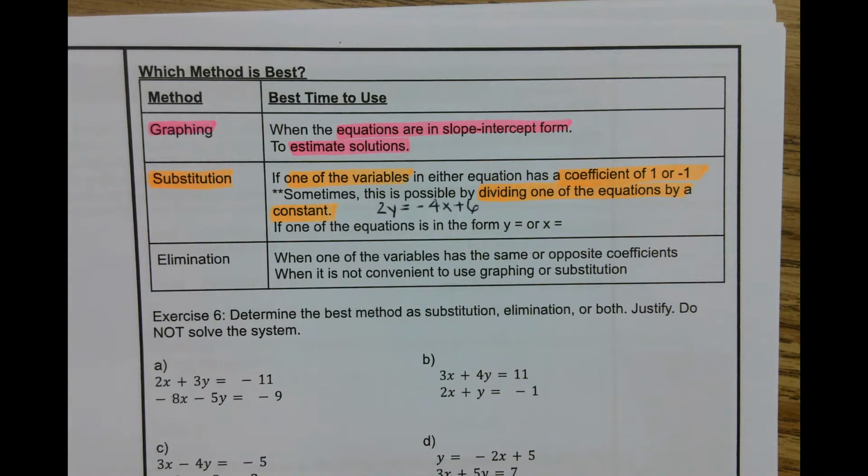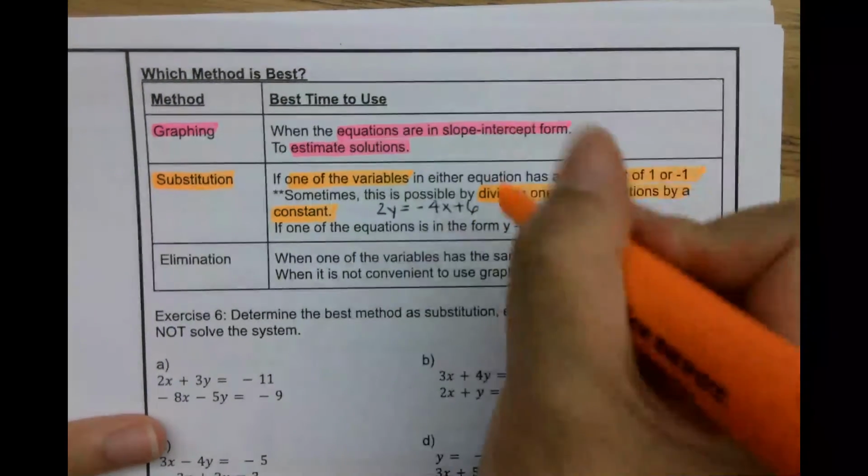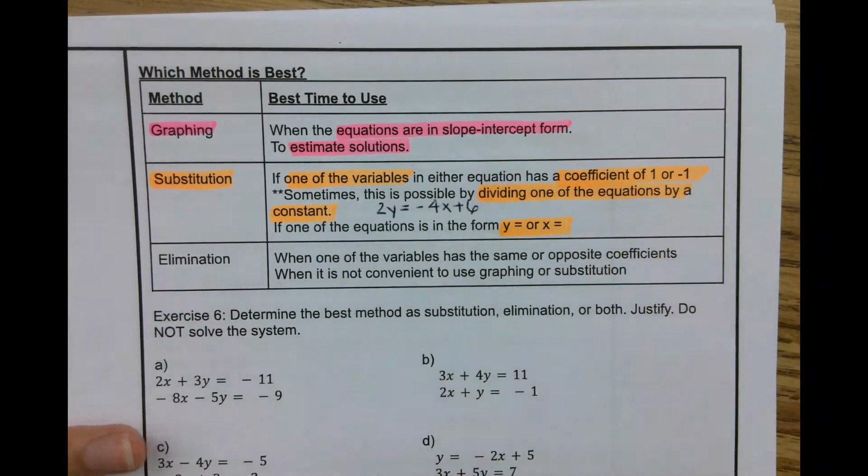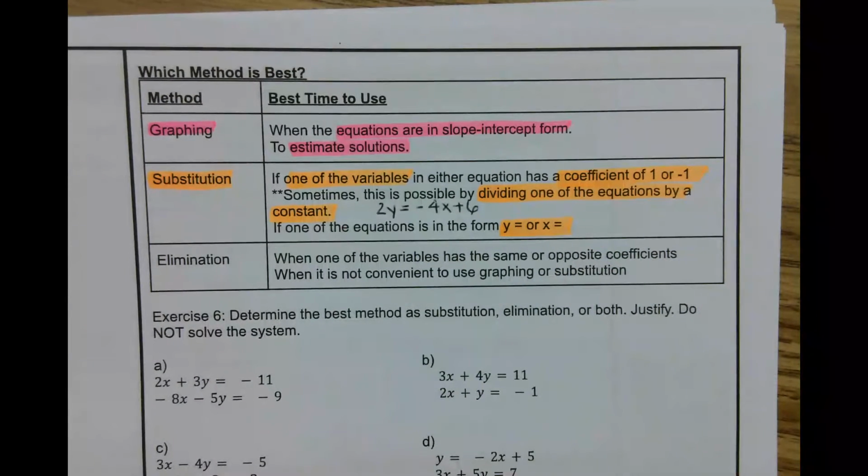And then it's also great to use substitution if one of the equations is in the form y equals or x equals, because then it's already solved for us. We just need to plug it into the other equation. So when is it best to use elimination?